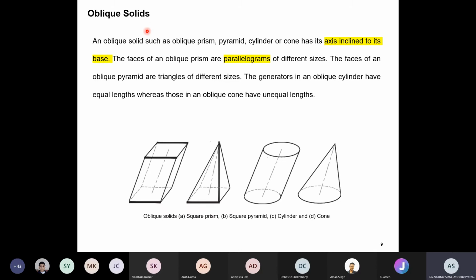Now we can also briefly talk about oblique solids. What we have discussed so far were all at right angles; the axis is at a right angle with the base. Now if the axis is inclined, then it will be known as an oblique solid. They are the same types of solids we have already discussed, but at different angles, that's all.